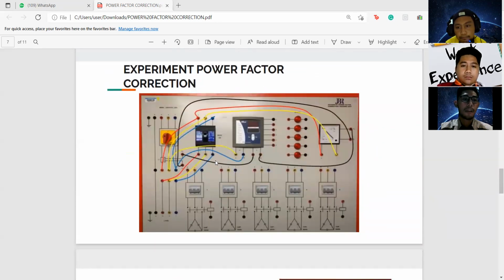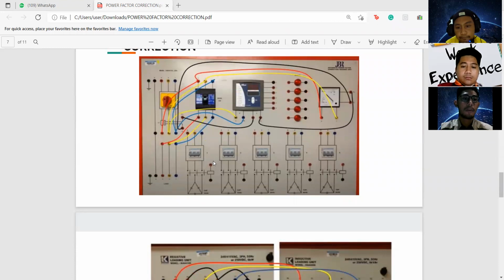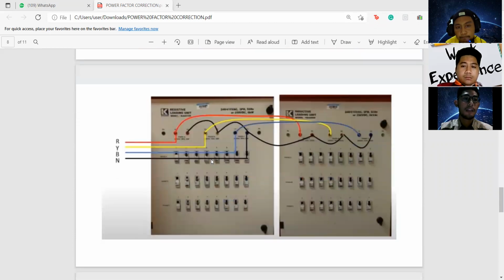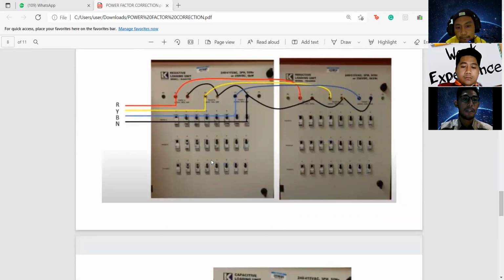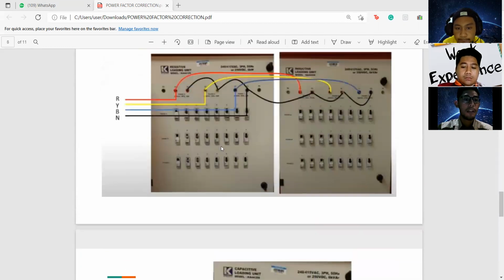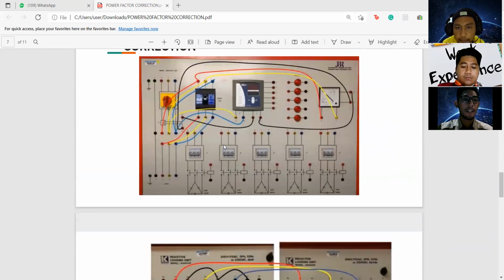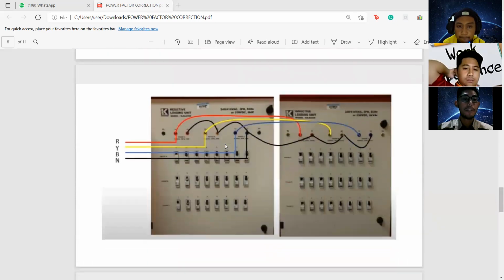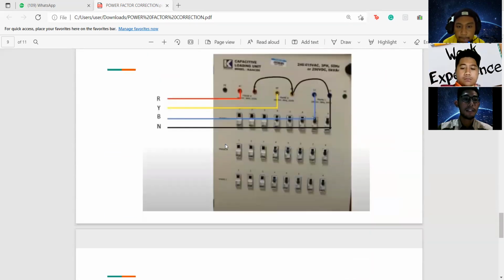After that, we connect to our analog measurement unit, red phase and yellow phase. This will measure the line to line voltage from red phase to yellow phase. Next, we need to measure the line voltage between yellow phase and blue phase using our digital measurement unit. Then we need to connect our current transformer to our measurement unit to measure the current in series.